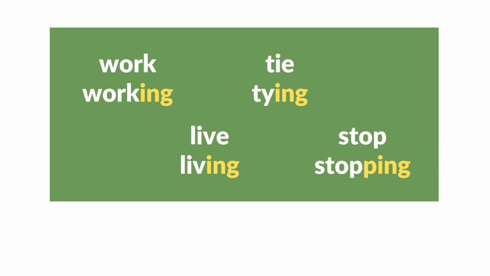Now, if a verb ends in consonant, vowel, consonant, what we usually do is we double the final consonant and then add ing, as you see here with the verb stop, stopping, with double P plus ing. These are some basic rules.